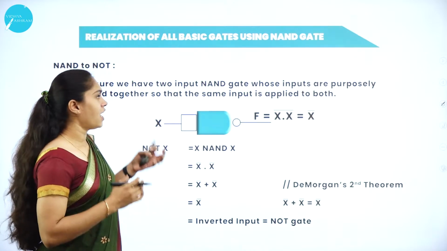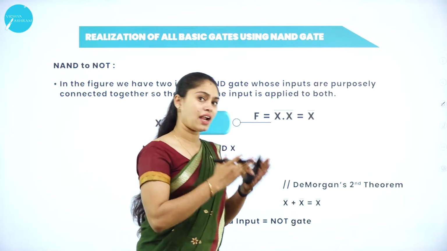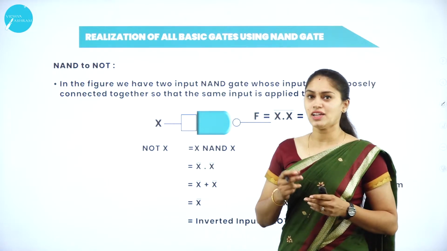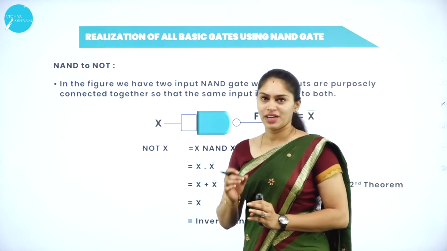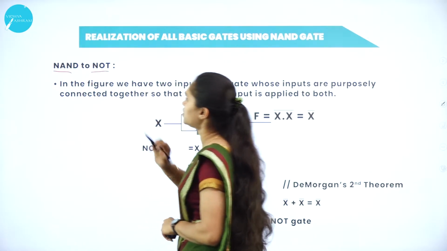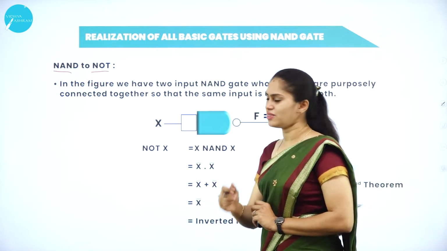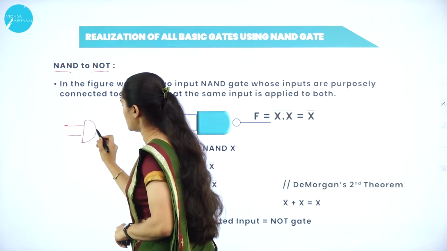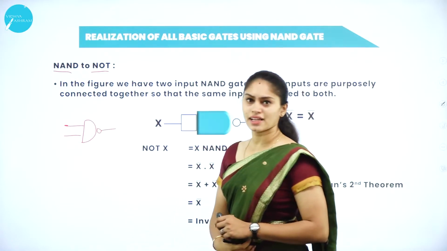Now we'll see how I can convert a NAND gate to any of the basic gates. So which are the basic gates? AND, OR and NOT we have. When it comes to the first one, here I am converting from NAND to NOT. So understand one thing, NAND, in the sense how we are going to represent. So this is NAND gate.